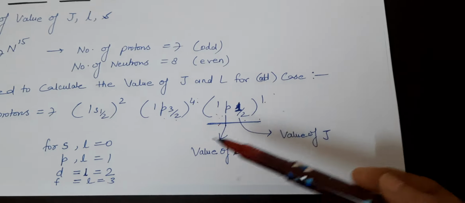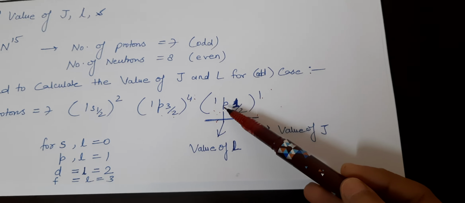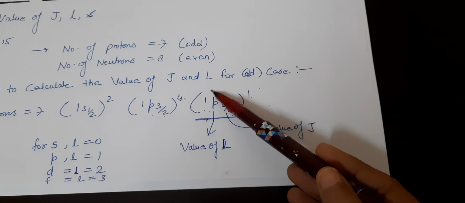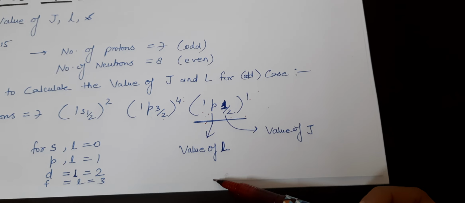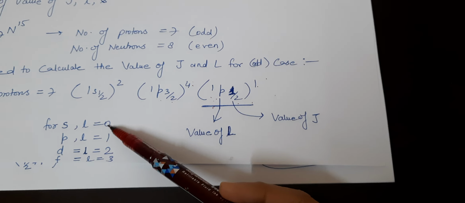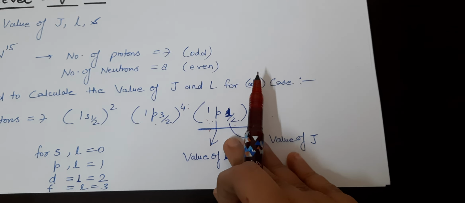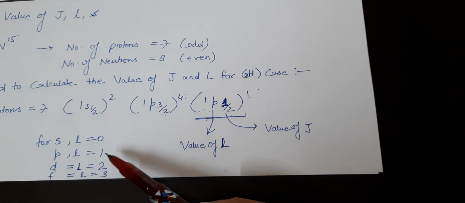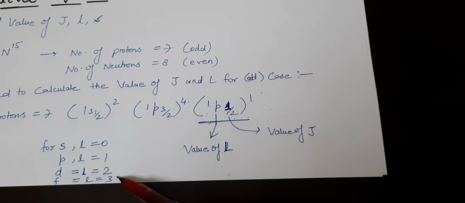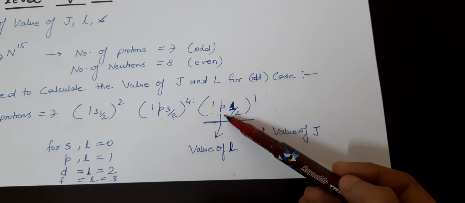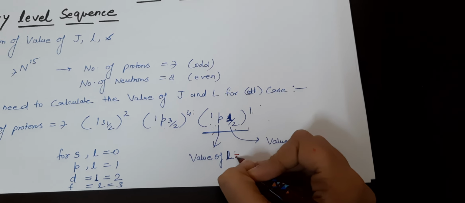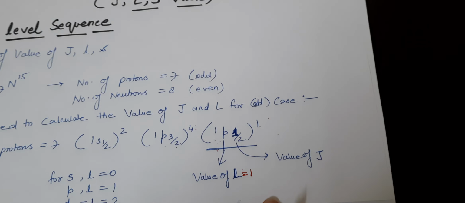Now how do you get the value of J and L? This one is either S, P, D, or F. Which orbital is given here? This will give you the value of L. If it is written S, then the L value is 0. If it is P, then the L value is 1. For D, the L value is 2, and for F, the L value is 3. So what is written over here? P. So the L value is 1.